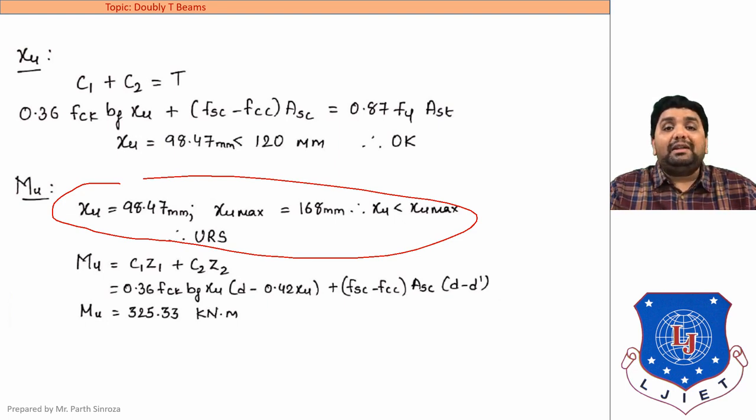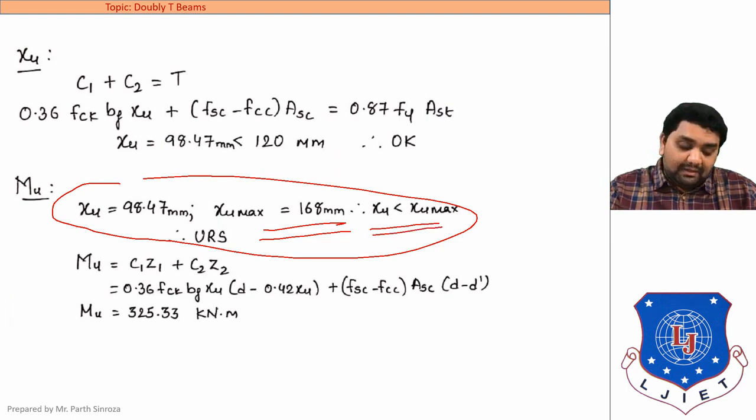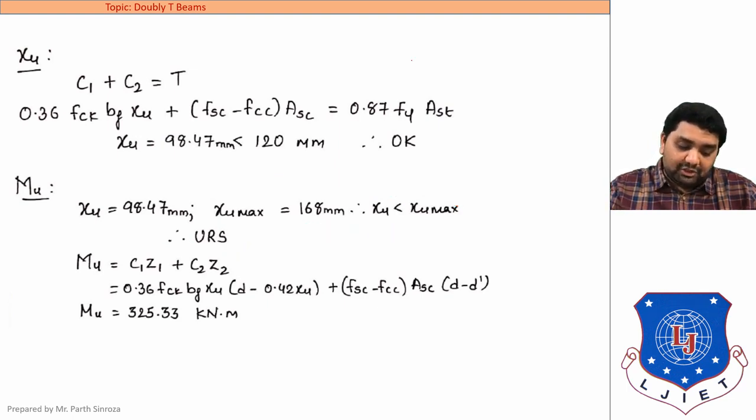And for that we will be needing XU max. And XU max can be obtained from page number 70 of your IS code. The equation will be 0.48D. Clear? And the answer will be for it 168 mm. So here we can say that XU is less than XU max, and the section here is an under reinforced section.